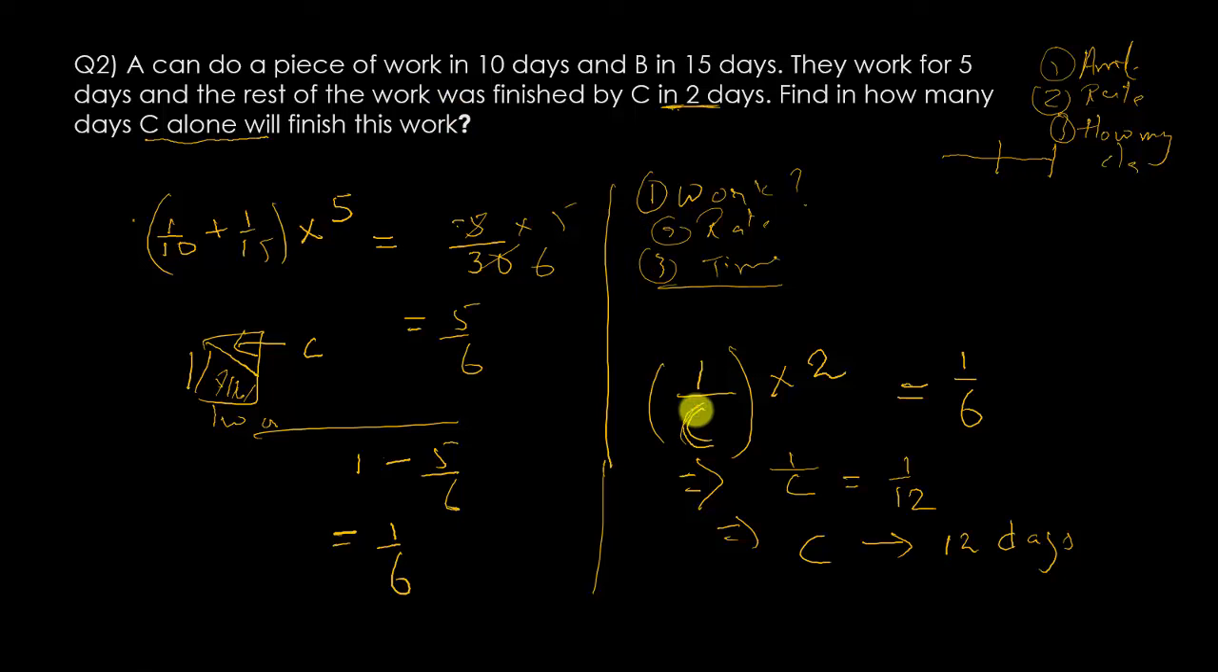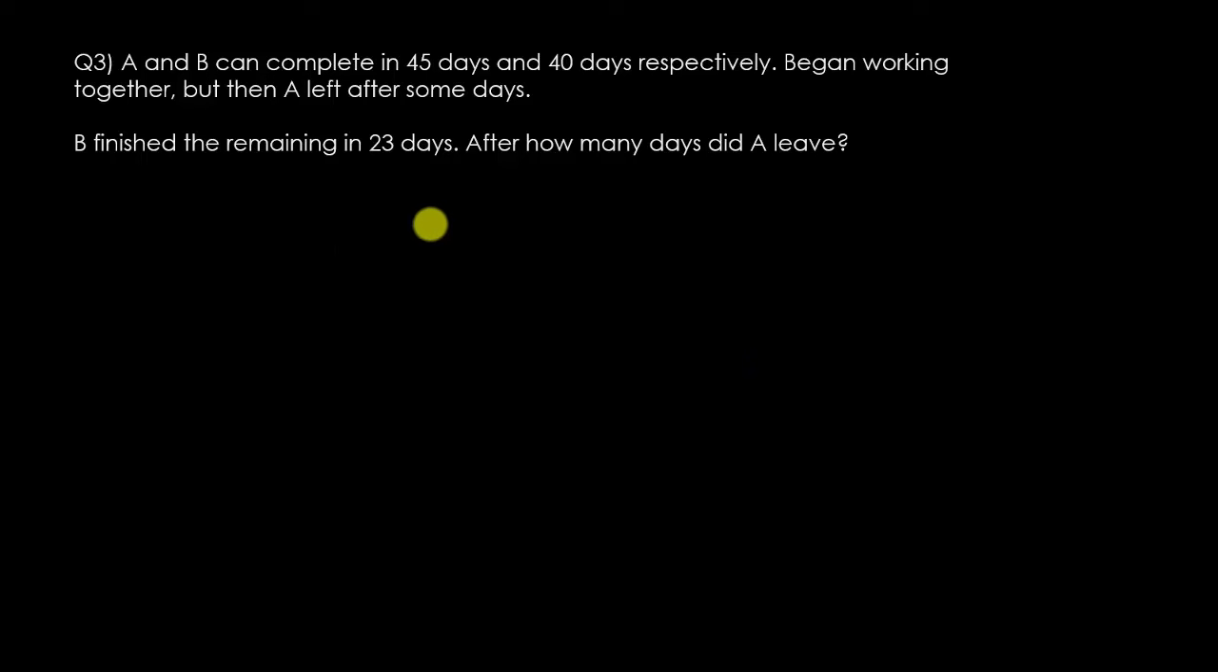That we found it as 1 by 6. This was the work when C worked with his speed for 2 days. So 1 by C plus 1 by C. Question number 3. A and B can complete one work in 45 days and 40 days respectively.